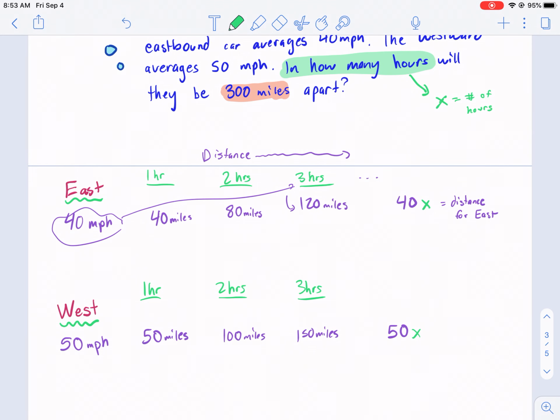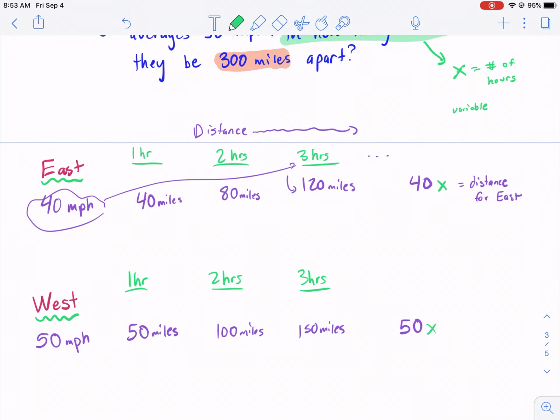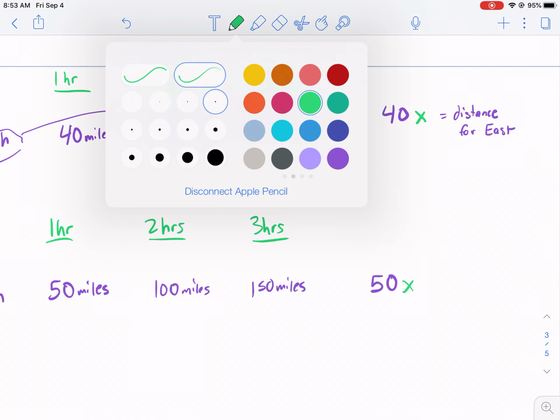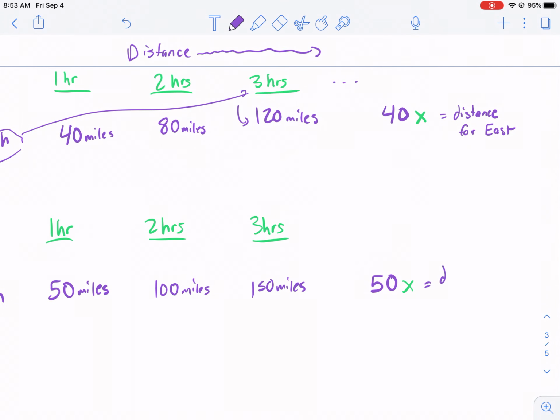X. The rate stays constant, whether you're going at 40 miles an hour or 50 miles an hour, but the time changes. We could drive for more time or less time, so that's why it's a variable, okay? This is a variable because we can do more or less. That's the only thing that's changing. The 40 miles an hour and 50 miles an hour are staying constant. The only thing that's changing is the number of hours. And this will tell us the distance.